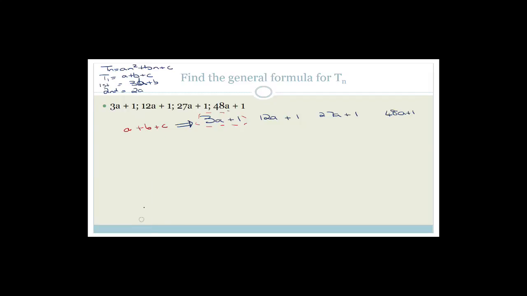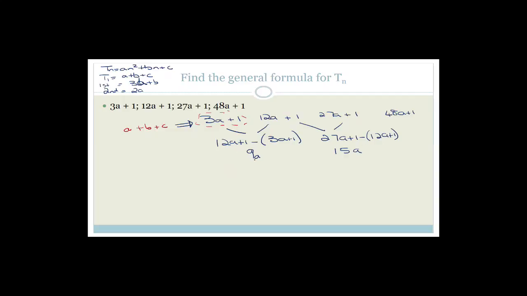Right, now let's go back and find the first difference. The first difference is going to be 12a plus 1 minus 3a plus 1. So if you look at that, you can see that it is going to be 12a minus 3a is 9a. Hang on, just let me erase this. It is going to be 9a plus 1 minus 1 goes away. And now we need to do the second one, which is going to be 27a plus 1 minus 12a plus 1. So you got 27 minus 12. So if we subtract that, we get 15a.